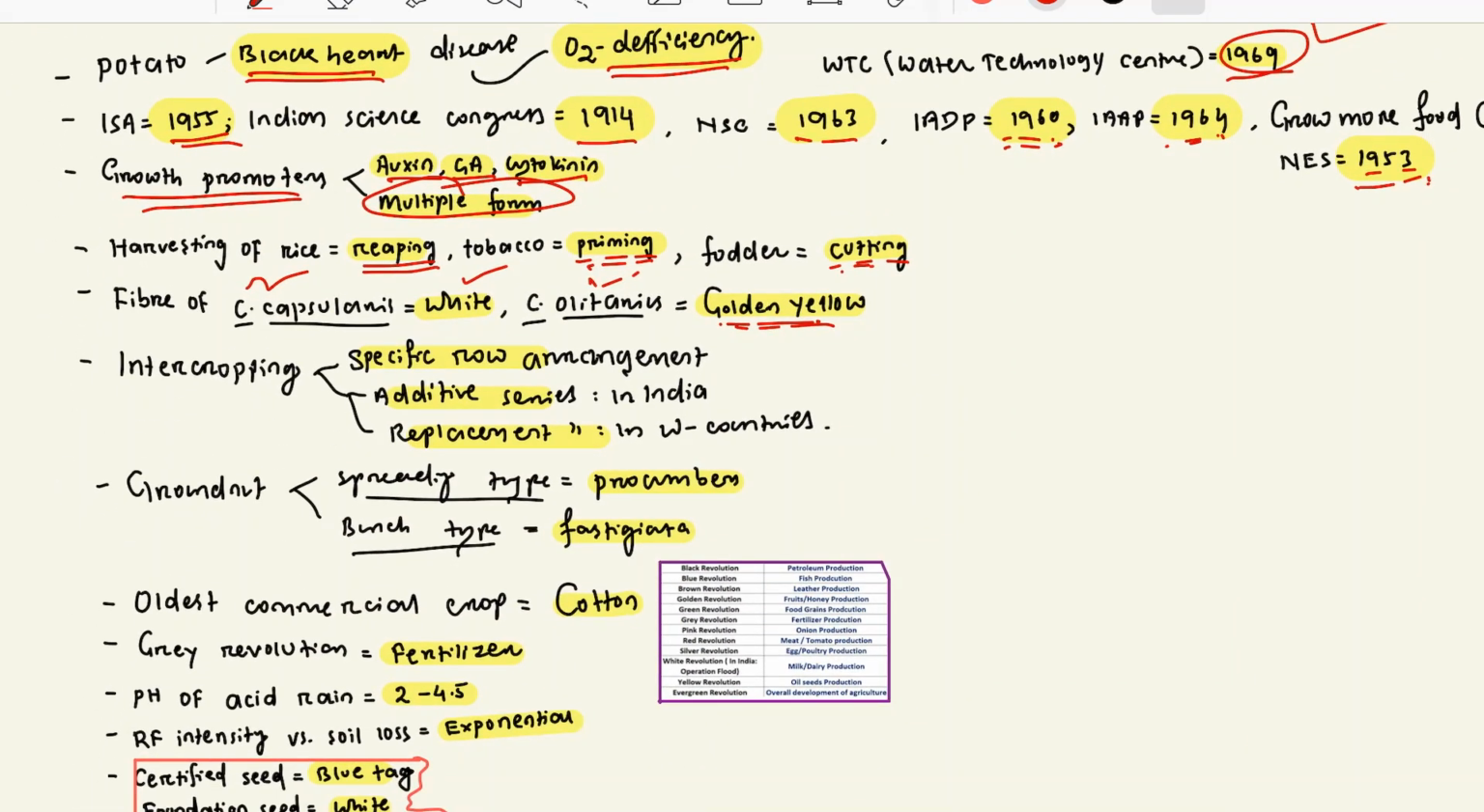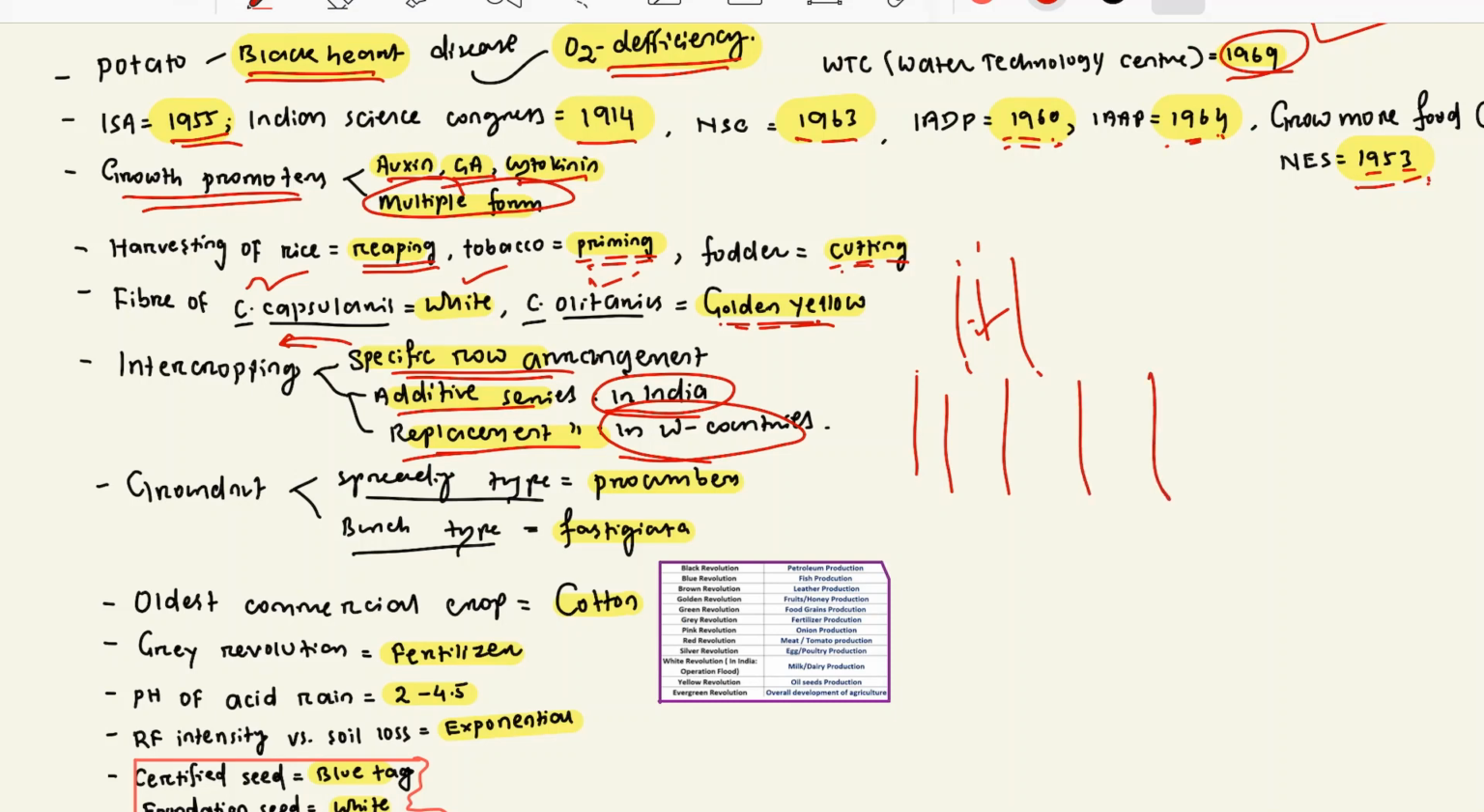In intercropping there is a specific row arrangement followed, otherwise it is known as mixed cropping. There are two types of intercropping series. One is the additive series, which is followed in India, and the other is the replacement series followed in western countries. In the additive series, there is a base crop and the intercrop is added in between. But in the replacement series, if there is a base crop, we remove some of it and introduce another intercrop; that is the replacement series followed in western countries.